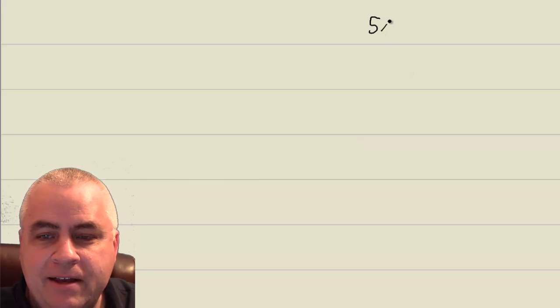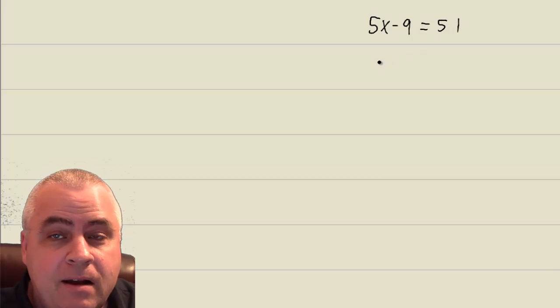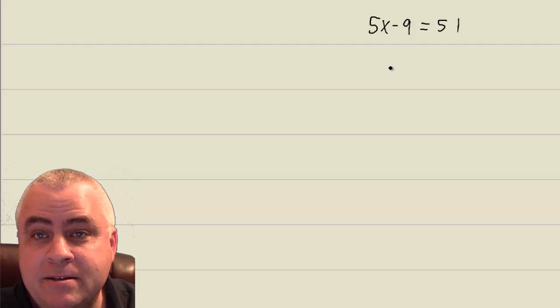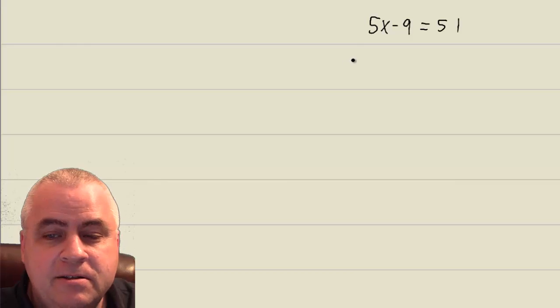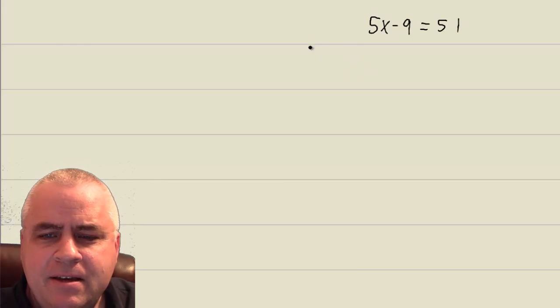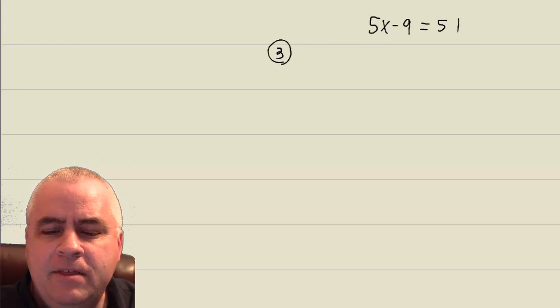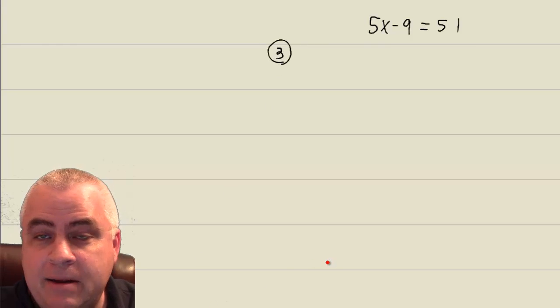We got 5x minus 9 is equal to 51. Now our first step, get rid of parentheses. We don't have any parentheses. Second step, get rid of fractions. We don't have any fractions. Step 3, get everything with an X on one side, numbers on the other side.